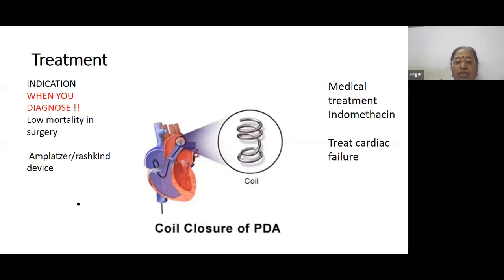We have to operate based on symptoms, the size of the shunt, and the tendency to develop complications, okay? And the mortality of surgery. How much are you going to lose when you do a surgery? Think of that and then operate. What happens if you don't operate? Your complications are Eisenmenger's and endocarditis.